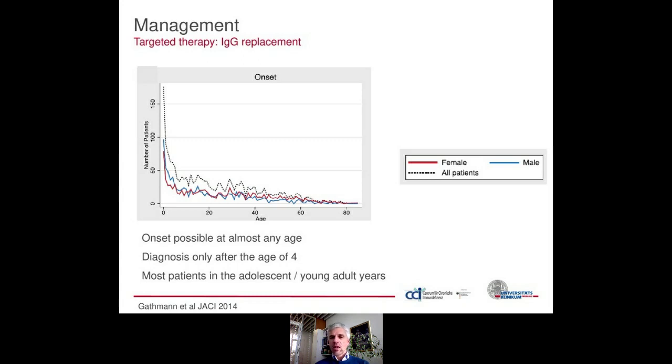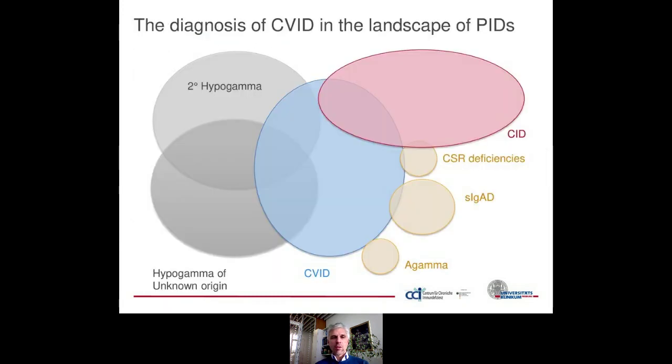clinical presentation becomes important to look at more closely. Because CVID has to be separated, in the landscape of primary immunodeficiencies, from combined immunodeficiency, as I had mentioned beforehand, and you see that in the red bubble at the top. But there are other forms of antibody deficiency on the right side, or hypogammaglobulinemia of unknown origin at the left lower part of the slide, or secondary hypogamma, as I mentioned beforehand, on the upper right part of the slide. And this becomes even more complicated at the time when next generation sequencing becomes available to many of us.